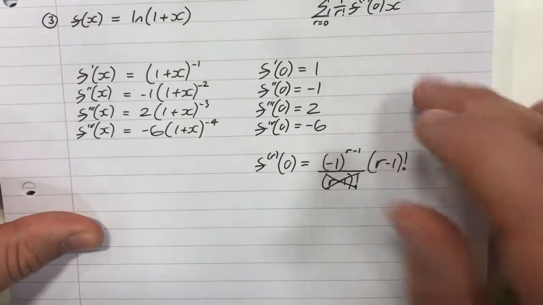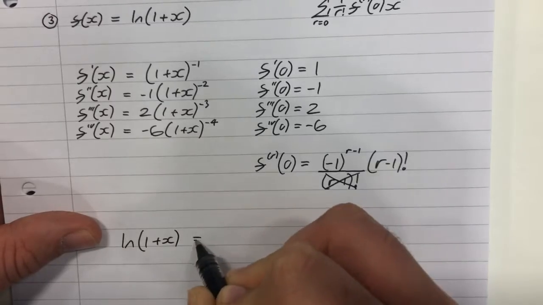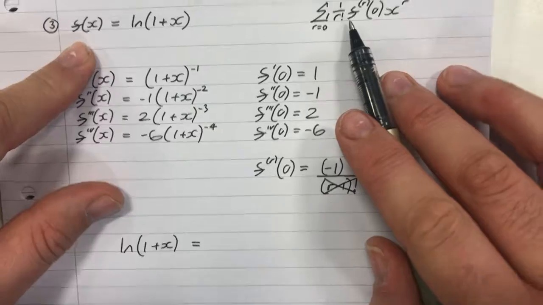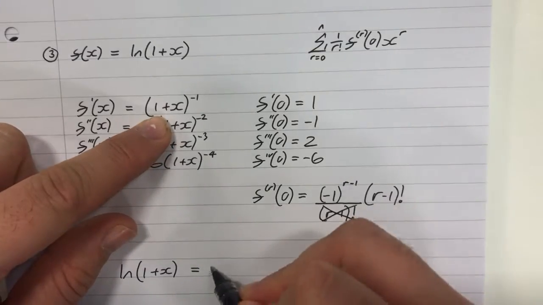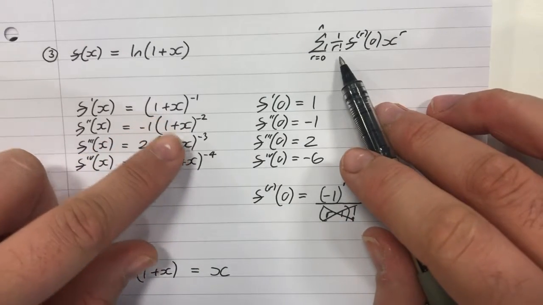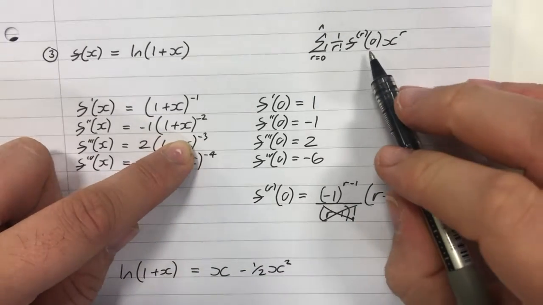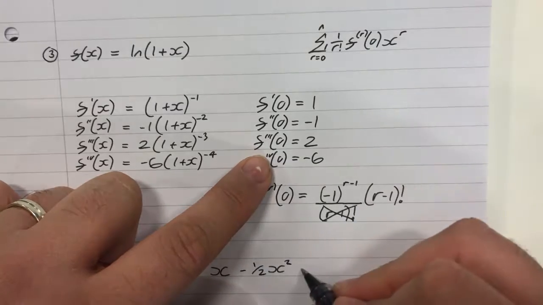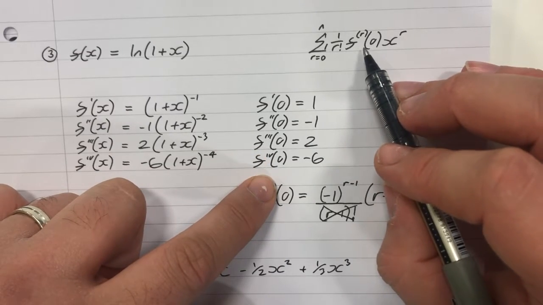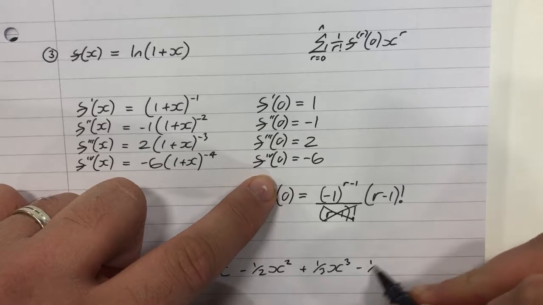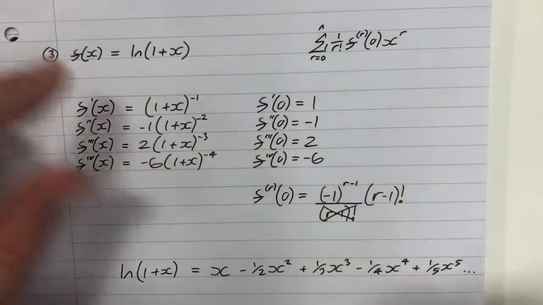And again, we can plug these into here. So we'll get that log of 1 plus x is equal to, when it's 0, well, f of 0 is 0, so actually there's no constant term. 1 over 1 factorial, so that's just x. Minus 1 over 2 factorial is minus a half x squared. 2 over 3 factorial is plus a third x cubed. Minus 6 over 4 factorial is minus a quarter x to the 4, and I'll get plus a fifth x to the 5, and so on.